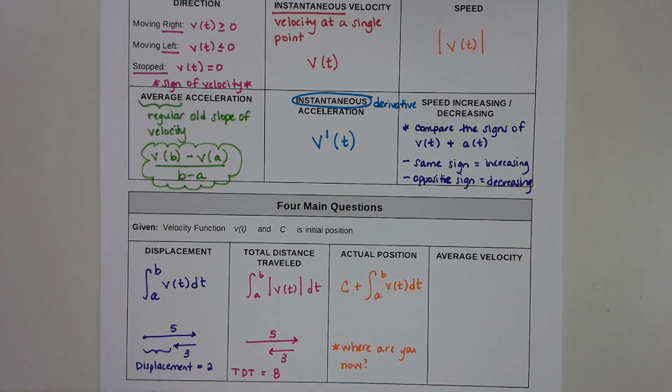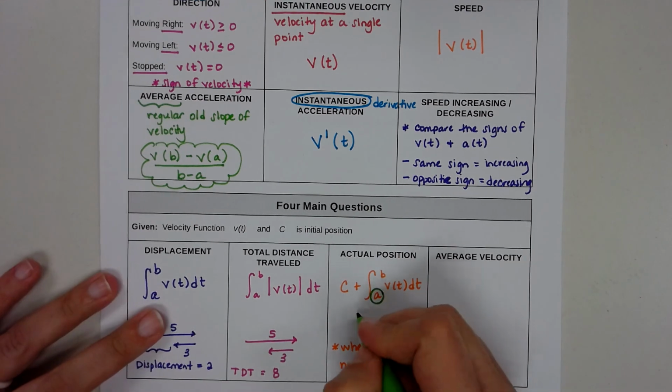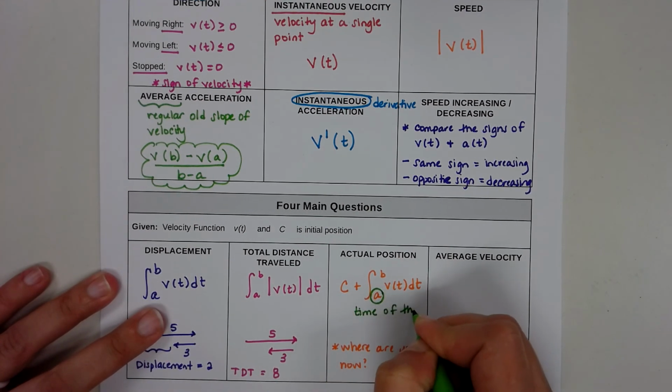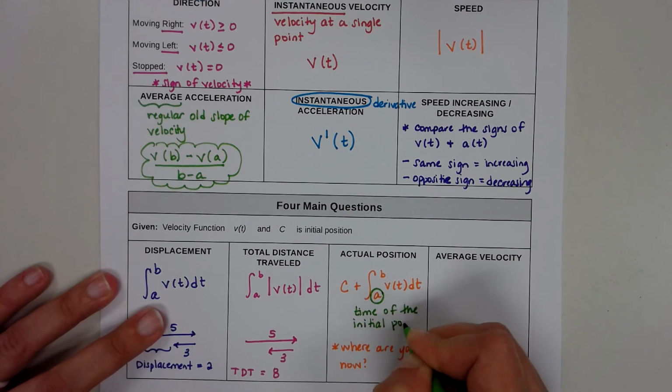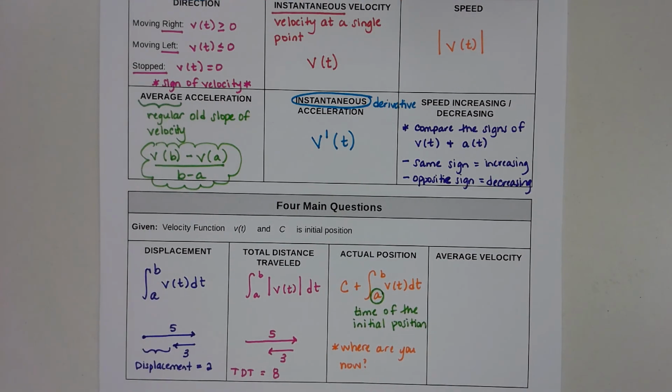Now, one important note is that the beginning of this integral, the a, is always the time of the initial position, which is not necessarily always 0. For example, I might know that when t was 0, my position was 10, but I might also know that when t was 5, my position was 10. Regardless, whatever the t value is, whatever the starting time is for your initial position is what goes here.